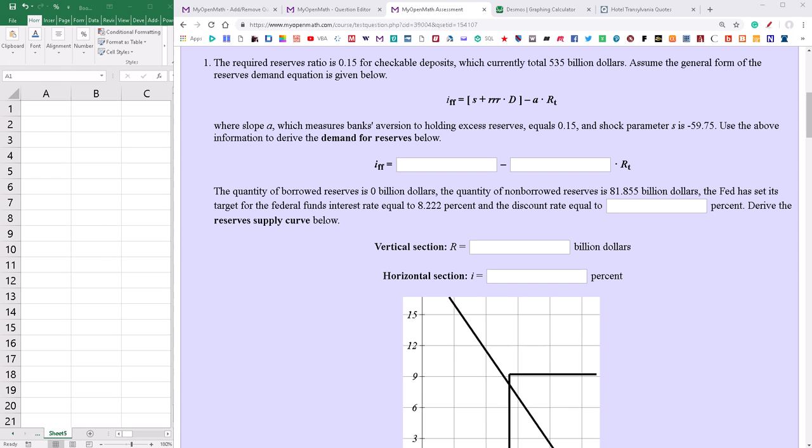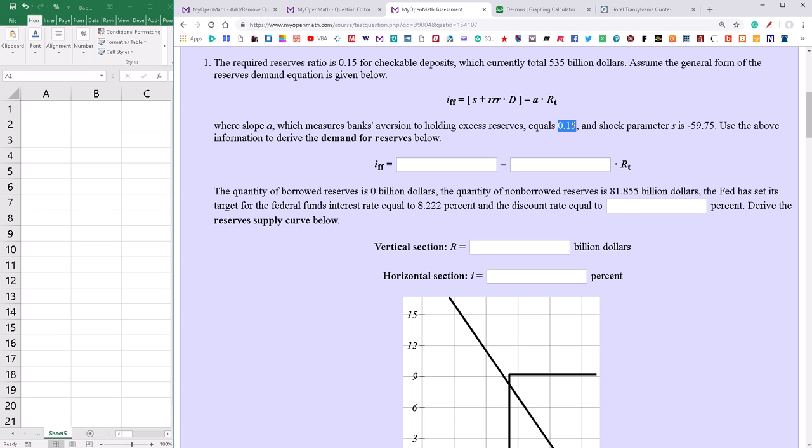Okay, in this video, question 4 of homework part 4, we're going to put together demand of reserves together with the supply of reserves. Okay, so in this situation we have required reserves ratio of 15% and checkable deposits of $535 billion. Okay, and then the slope is 0.15.